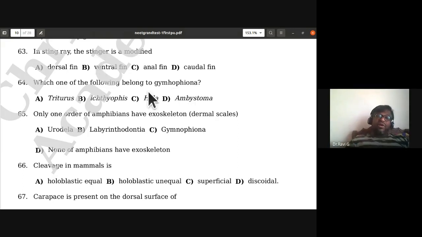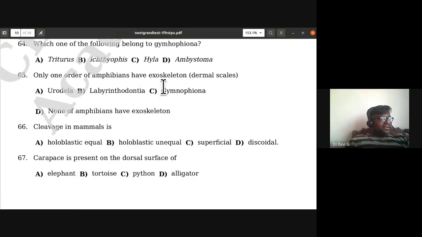So which one of the following belongs to Gymnophiona? It is a group, an order, in case of amphibians. So the answer is Ichthyophis. Ichthyophis is a limbless amphibian. It is just like a snake, it slides through, but it is a limbless amphibian.